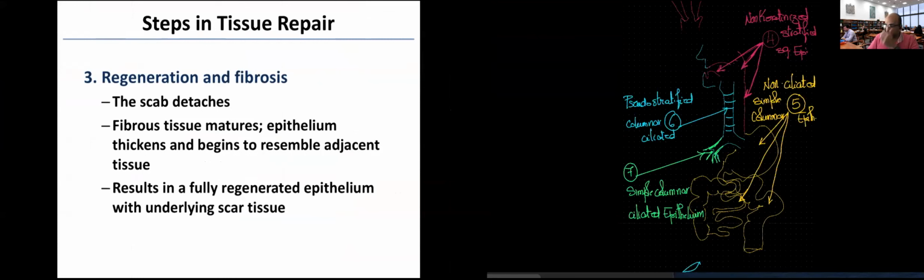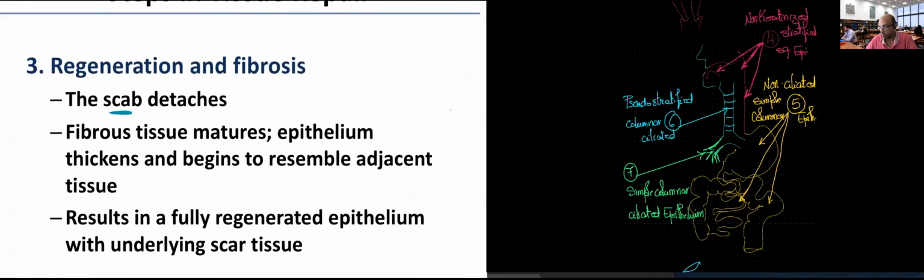The third step is going to be the regeneration and the breakdown of the fibers. The remaining part of the blood clot on the outside, this gap, is going to detach. Fibrous tissue will become mature and the epithelium will become thicker. So it's going to be building up multiple layers to return back to its normal shape. This results in a fully regenerated epithelium, but the inside is still going to be fibrous tissue. So it's still going to be scar tissue below this epithelium.